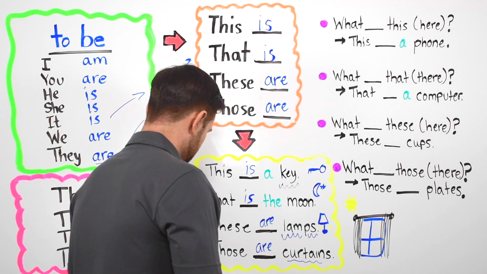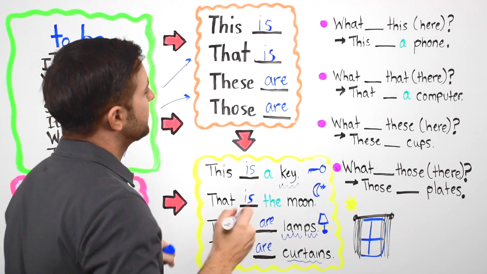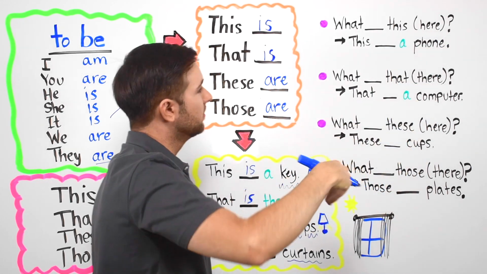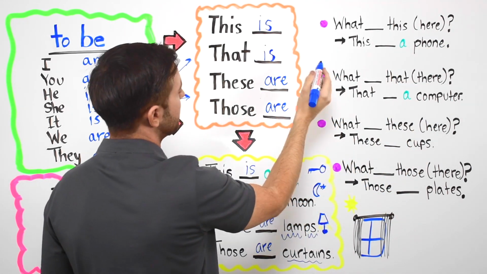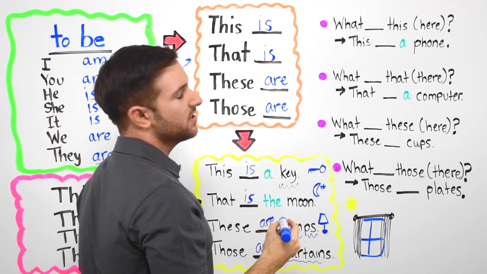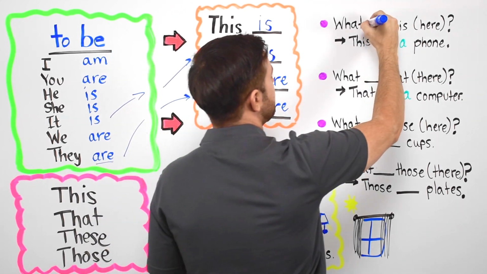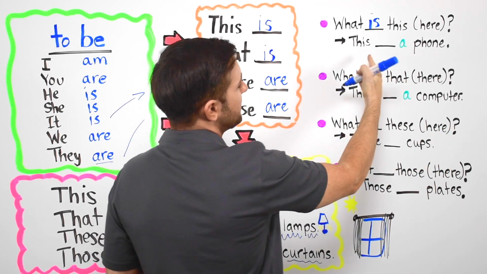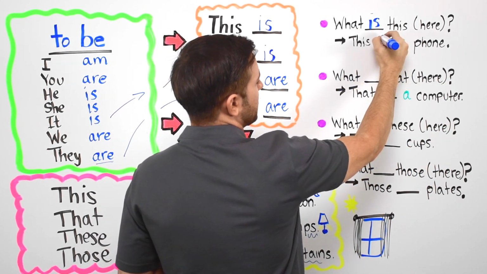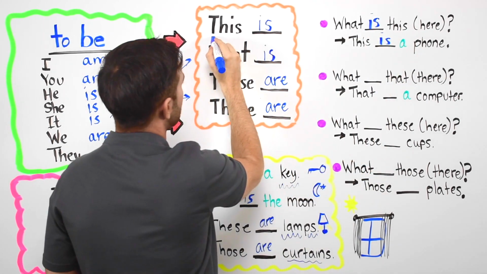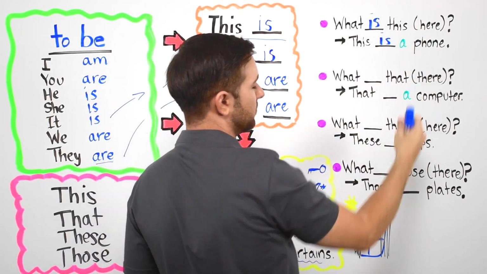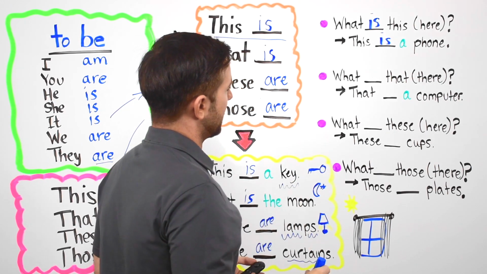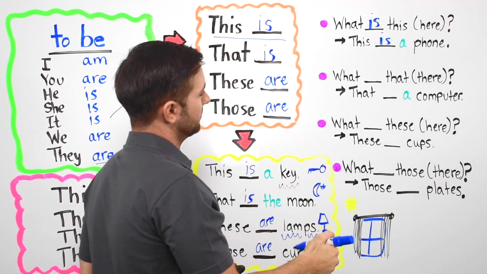So for example, we have four examples here. Let's go ahead and do them together. It says, what blank this here, right here? What are we going to say? Is or are? What do you think? What is this here? We're going to use is again. We're going to say this is, right? This is a phone, right? And you know what a phone is. Ring, ring, ring. Hello? What is this? This is a phone.